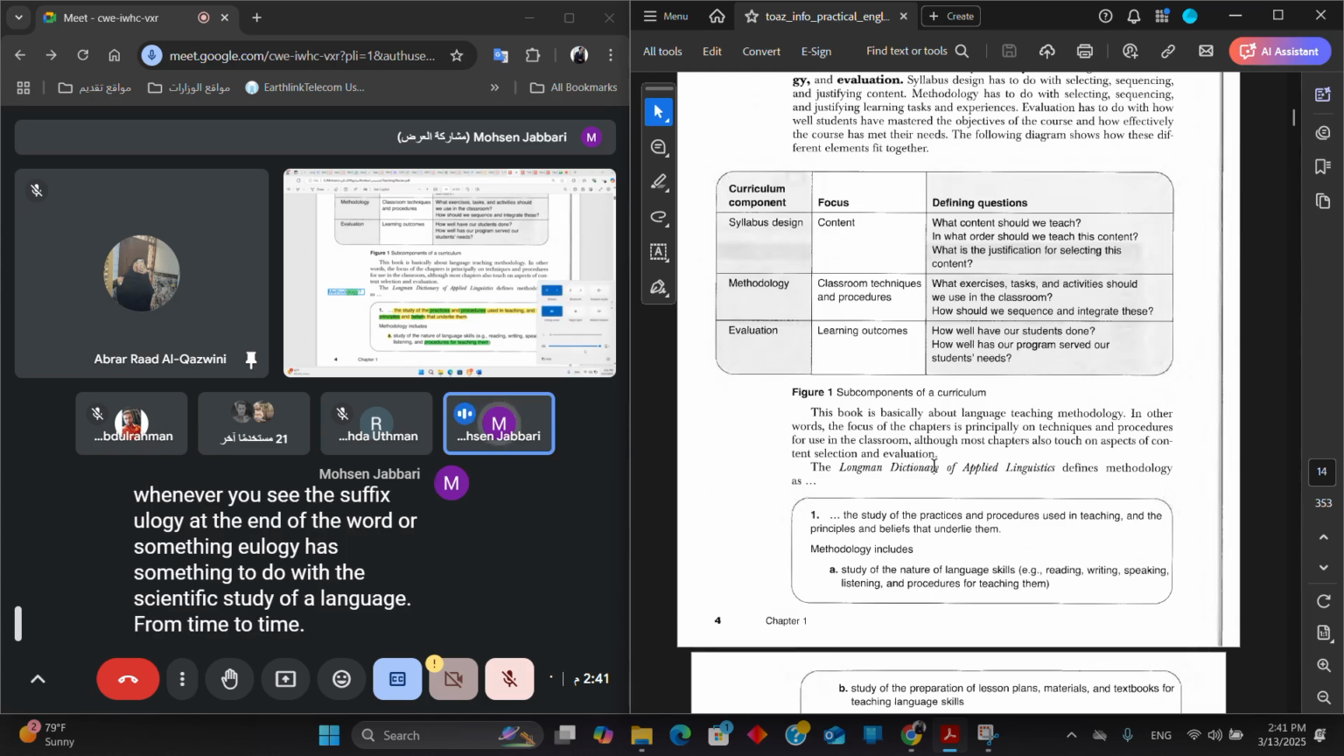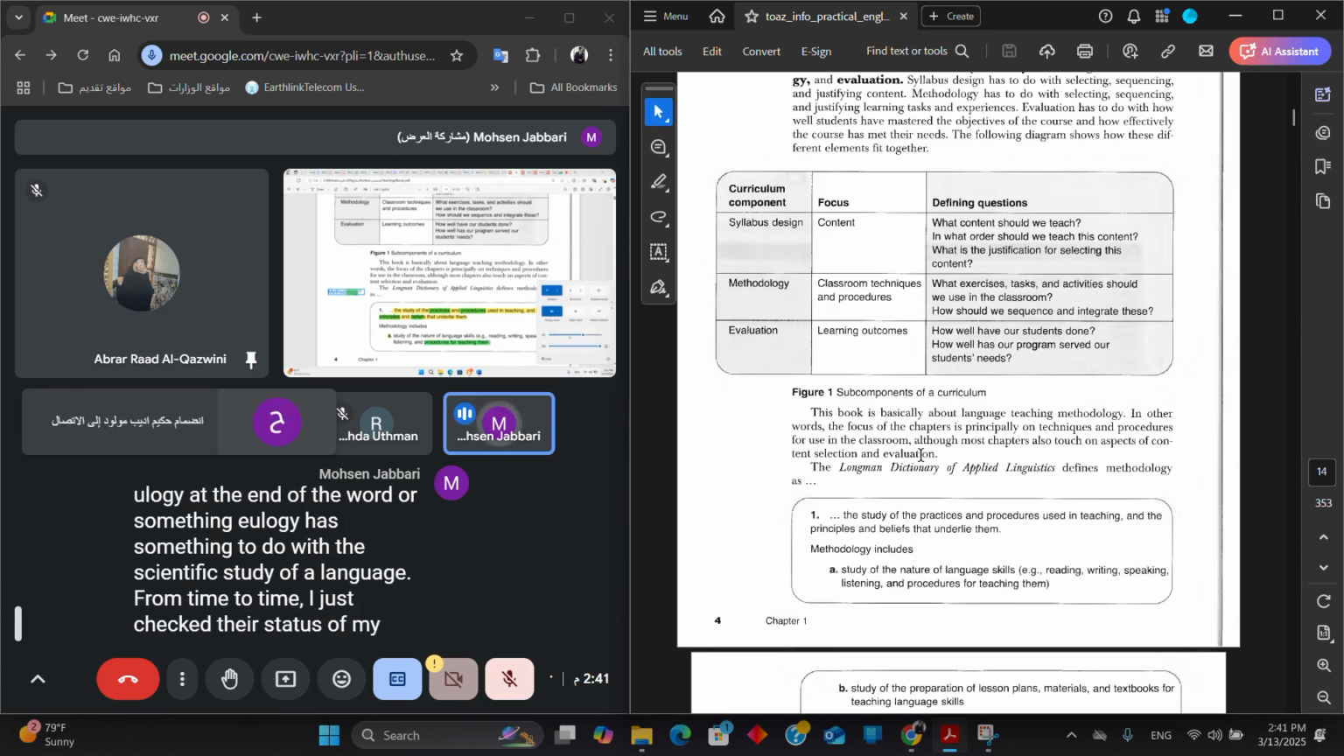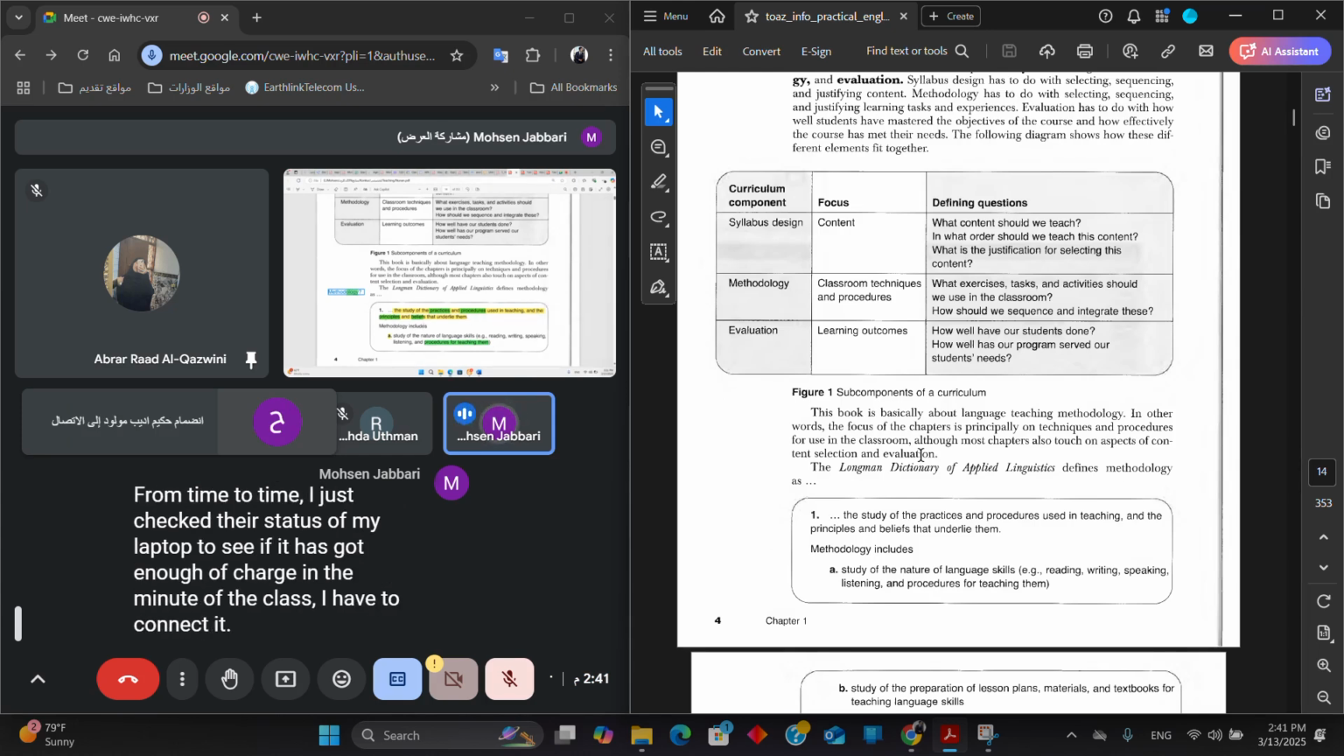From time to time, I just check the status of my laptop to see if it has got enough charge. In the middle of the class, I have to connect it to a charger.